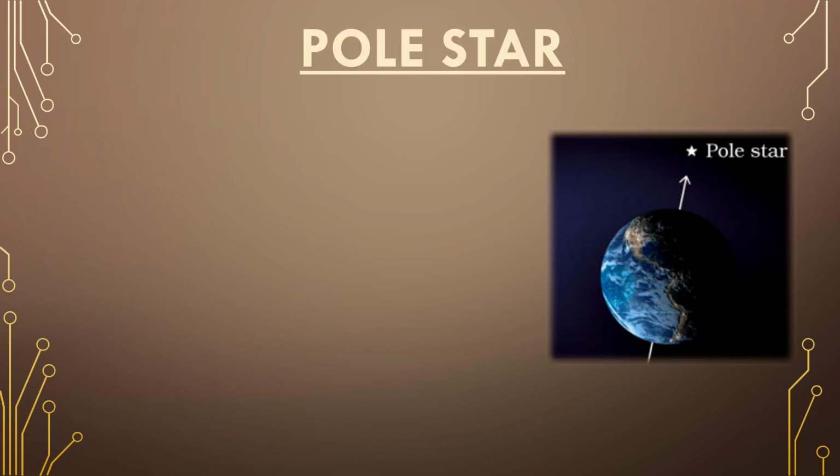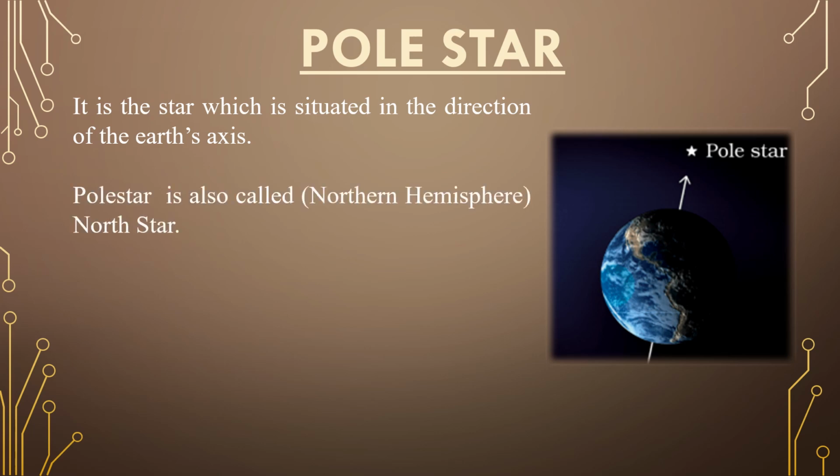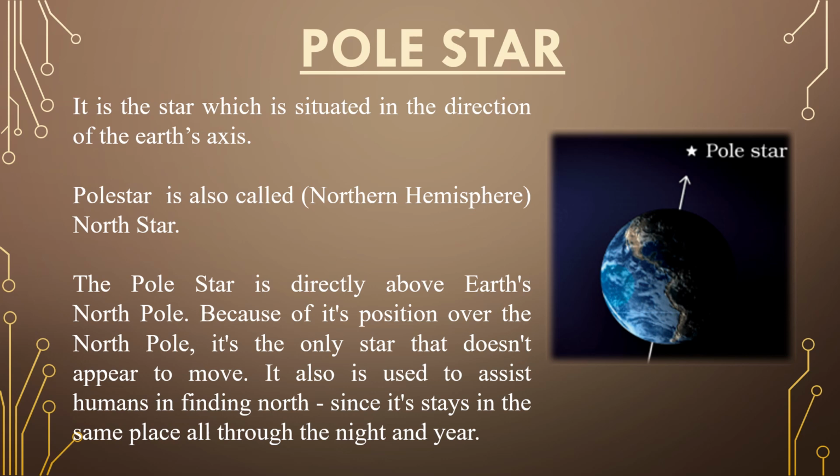Next topic is the pole star. Maybe many of you have observed the pole star during night. It is the star which is situated in the direction of Earth's axis. Pole star is also called the North Star. The pole star is directly above Earth's north pole. Because of its position over the north pole, it is the only star that does not appear to move. It is also used to assist humans in finding the north direction, since it stays in the same place all through the night and year.